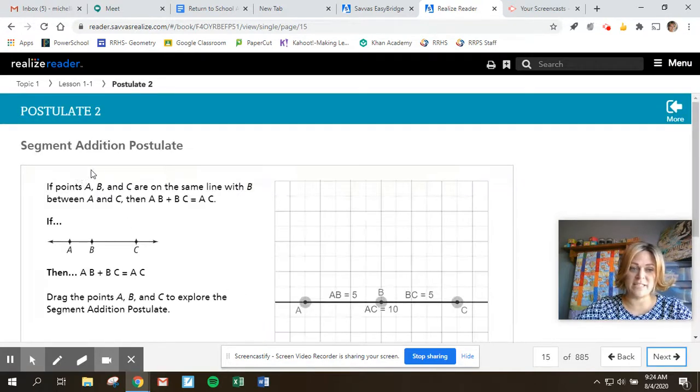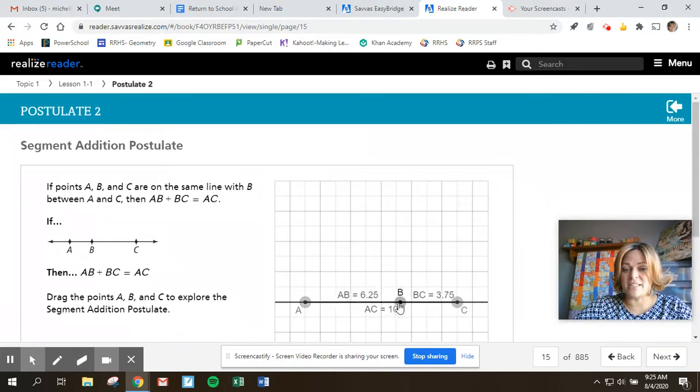Postulate 2, segment addition, same idea. And this is what's amazing. It tells you the postulate or the rule. It tells you that if A, B, and C are on the same line, which means collinear, then when you add AB and BC together, you should get the whole thing, AC.